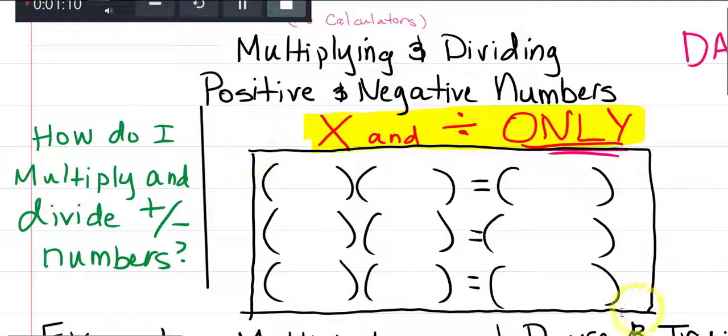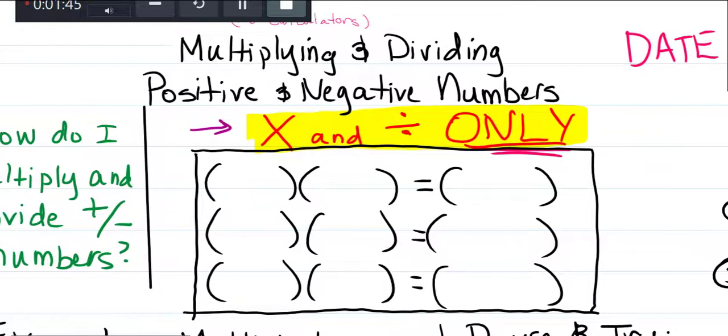And in this box here, I've got 3 sets of parentheses that indicate multiplication. But if you look here, these rules apply both to positive and negative numbers for multiplication and division only. So these rules that you're going to write down here are only going to apply when you're doing multiplication and division for positive and negative numbers. We will not use these for addition and subtraction. We'll learn those in a separate video.